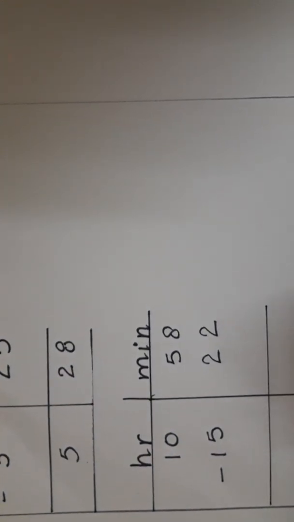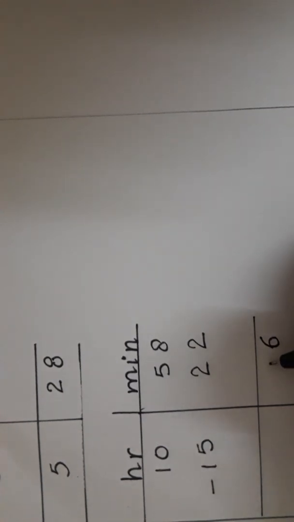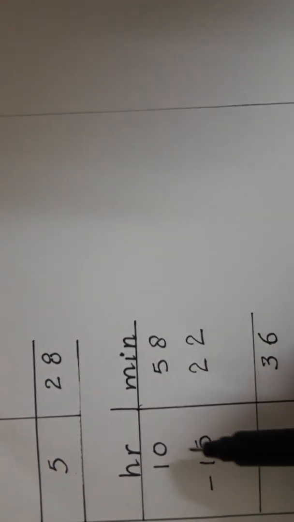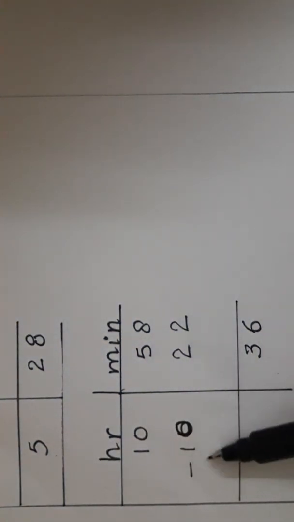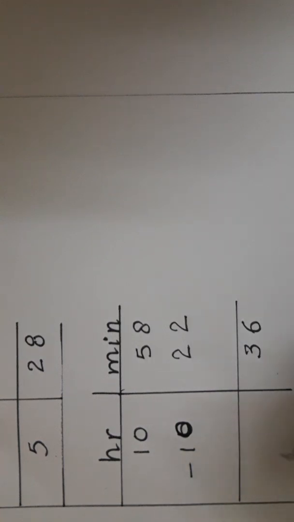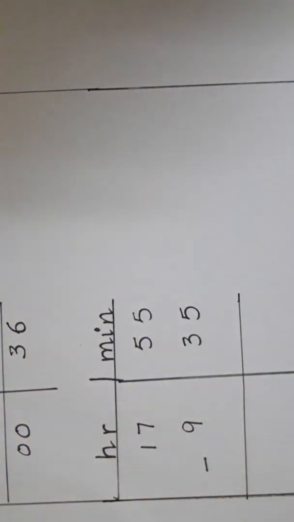Okay, now move to part F. 10 hours 58 minutes minus 15 hours 22 minutes. 8 minus 2, just count on your fingers. 6. 5 minus 2, 3. Okay, 0 minus 5. We cannot subtract from 0. Okay students, both of these numbers are same, so we have 0 hours. We have only 36 minutes. Okay, move to the next question.